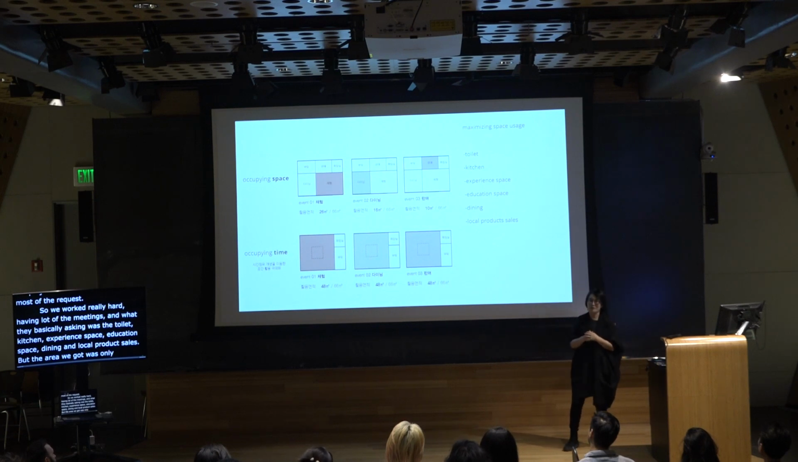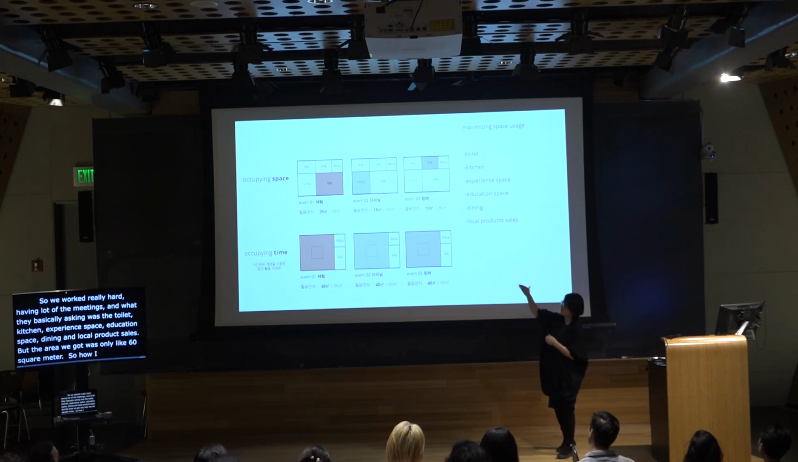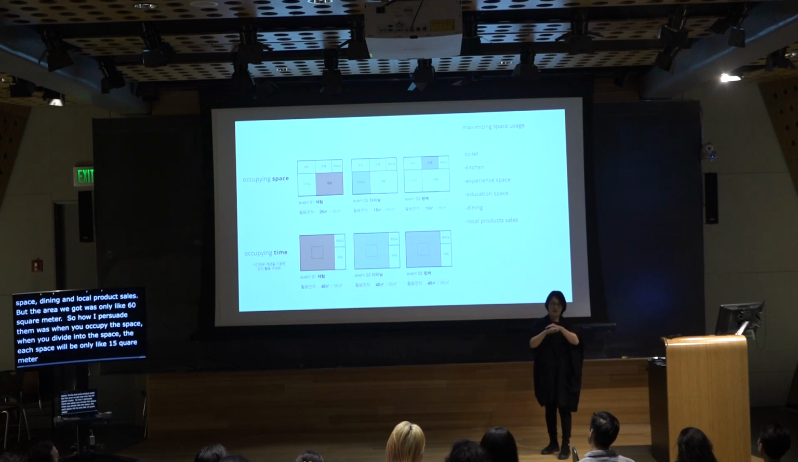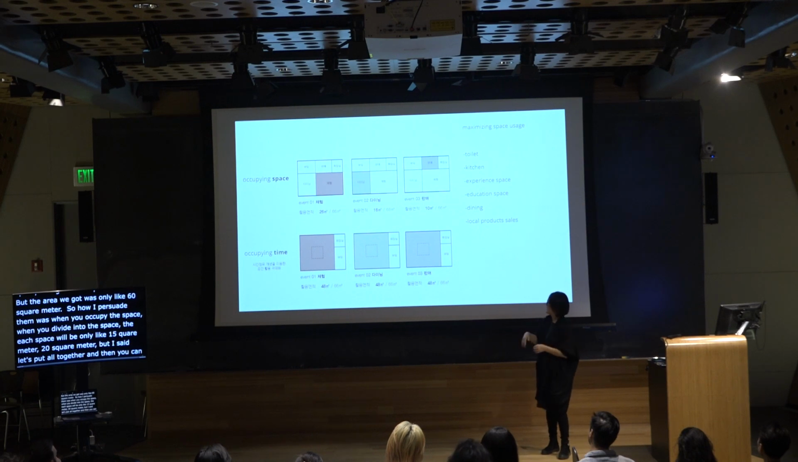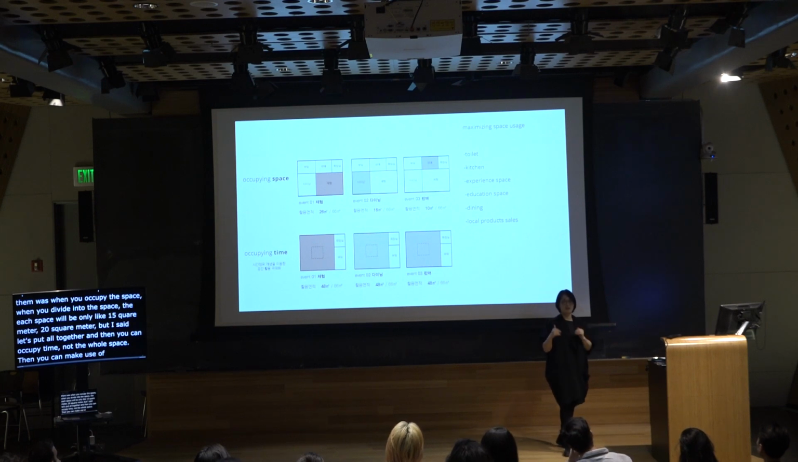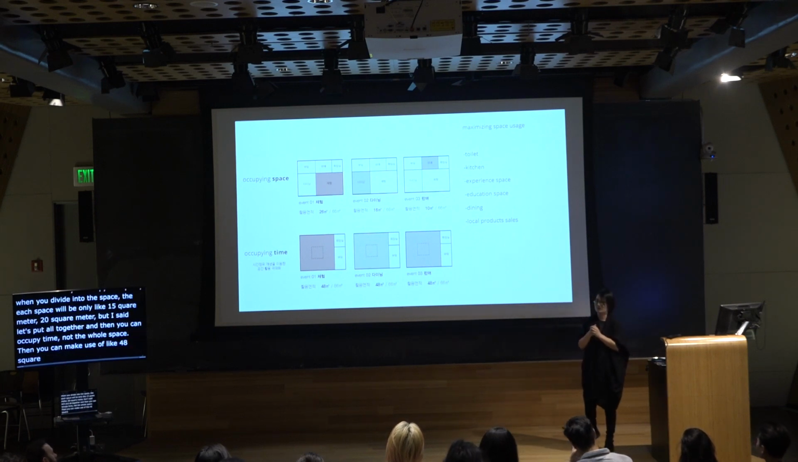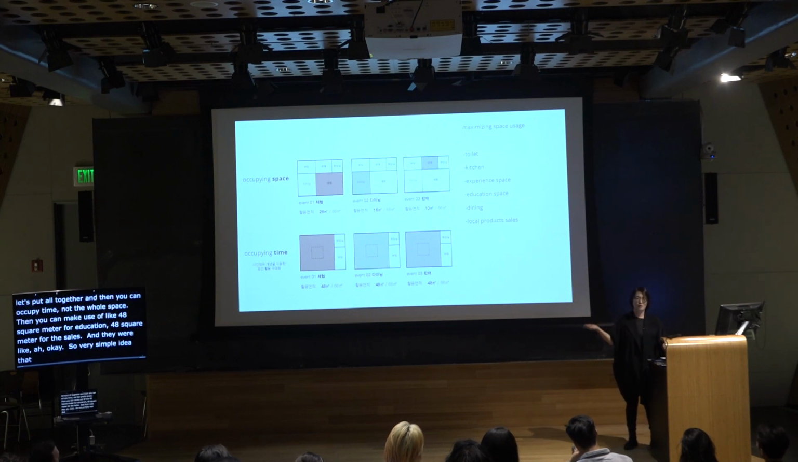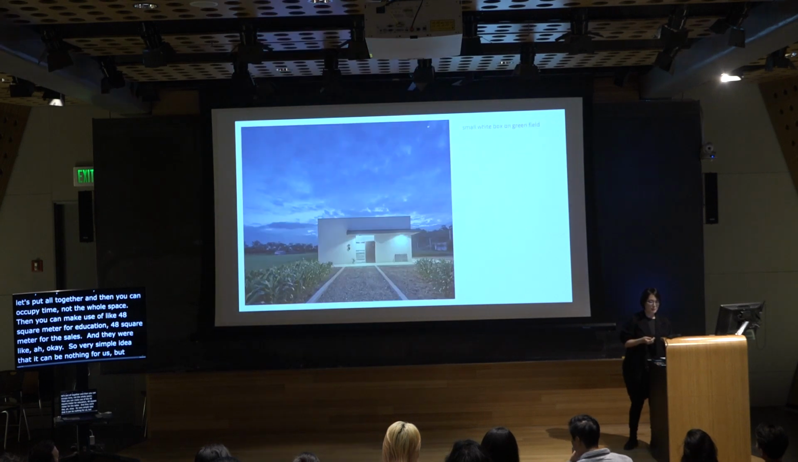So how I persuaded them was, when you divide into spaces, each space will be only like 15 or 20 square meters. But I said, let's put it all together, and then you can occupy time, not the whole space. Then you can make use of like 48 square meters for dining, 48 square meters for education, 48 square meters for the sales. And they were like, okay. So a very simple idea, it can be nothing for us, but for them, it was a good idea.